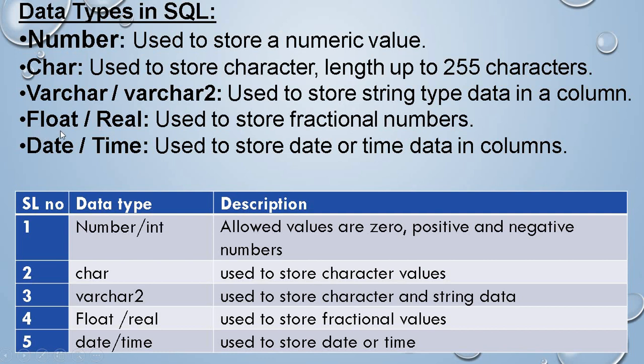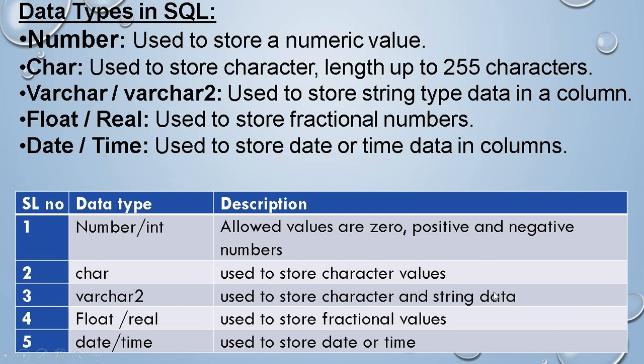The next data type is float or real. It is used to store fractional values, that is 25.6, so decimal values will be stored. Date and time is also a data type that is used to store date or time data in columns. So these are the different data types in SQL: number or int, which allows positive and negative numbers. Then the next data type is char, which is used to store character values.